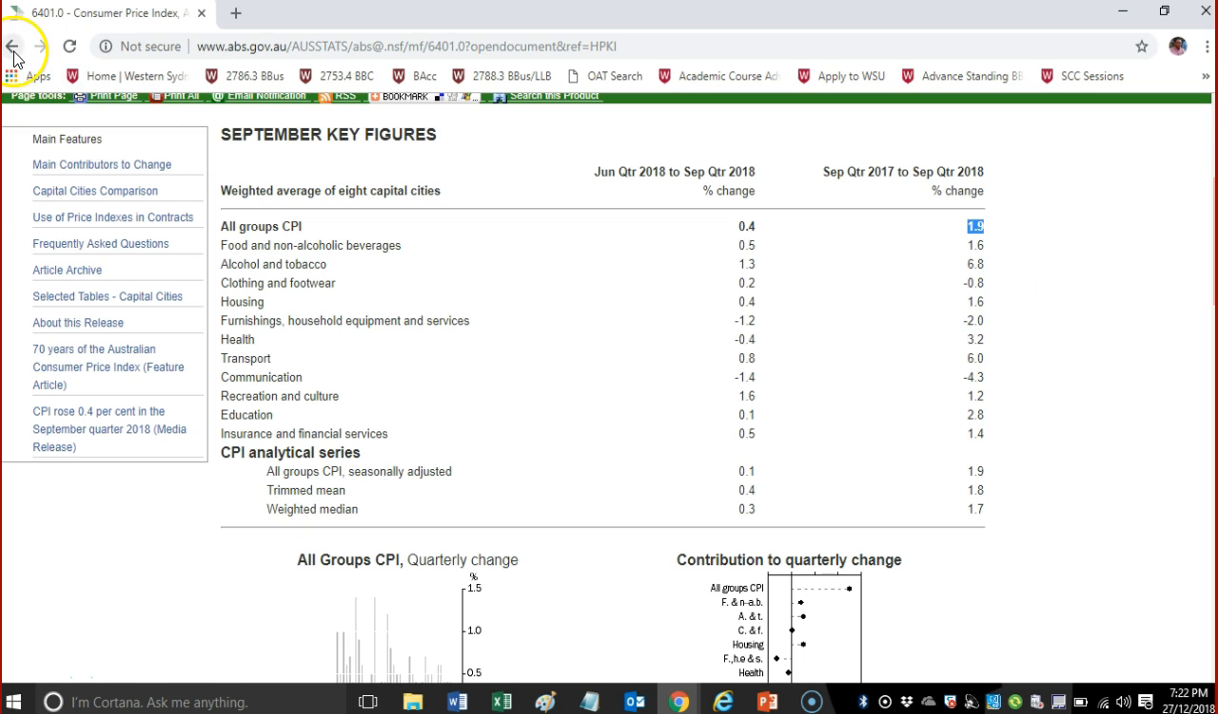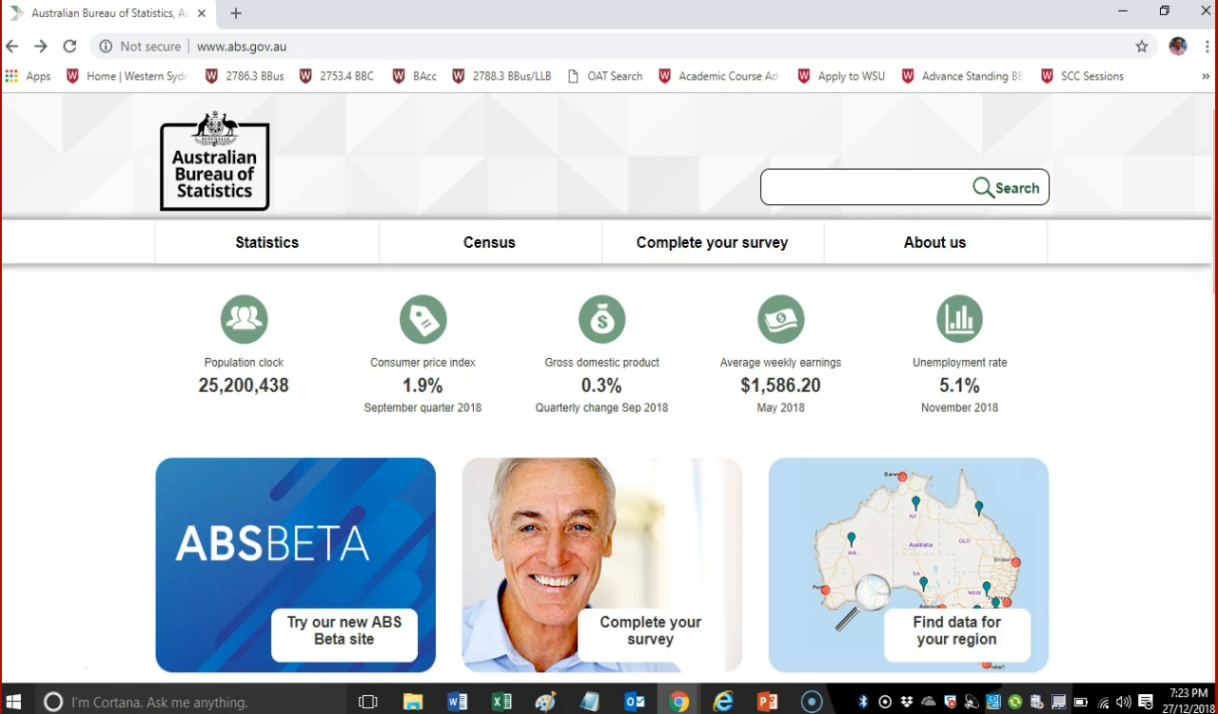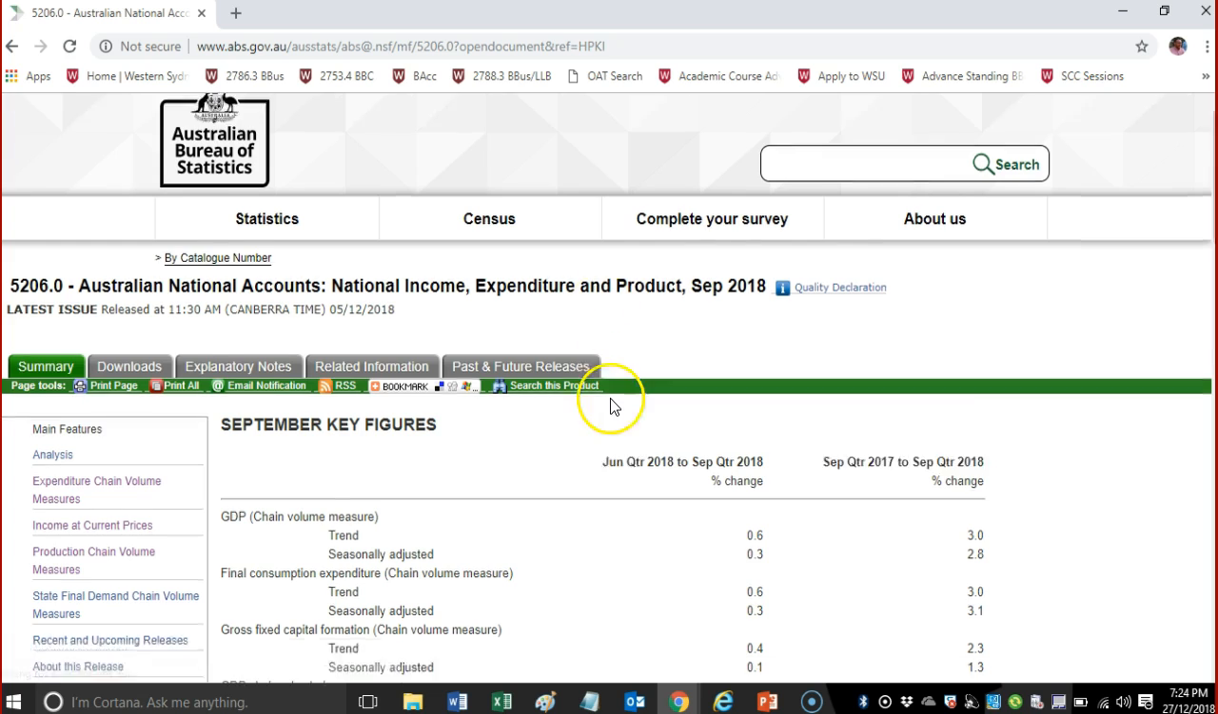Okie doke. And the last estimate we're looking for is the annual GDP growth rate, or the annual economic growth rate. So we can see here we've got gross domestic product 0.3%. It's increased by 0.3%, but for what period? Well, it says here quarterly change. So it's increased by 0.3% for this quarter in the economic cycle. We're not interested in that. We're interested in the annual growth rate. So we'll click on inside and see what we've got.